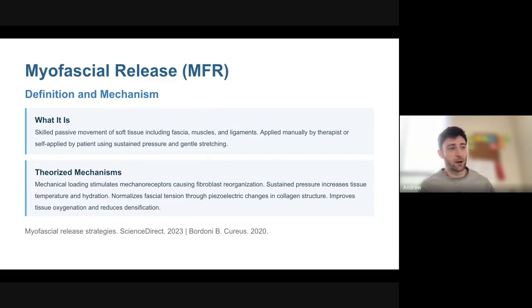Physical therapy does something called myofascial release, which is a skilled passive movement of soft tissue, including fascia, muscles, and ligaments. It's applied using manual therapy. Manual therapy, of course, meaning the hands, by a physical therapist. But it can also be self-applied by a person using sustained pressure and gentle stretching.